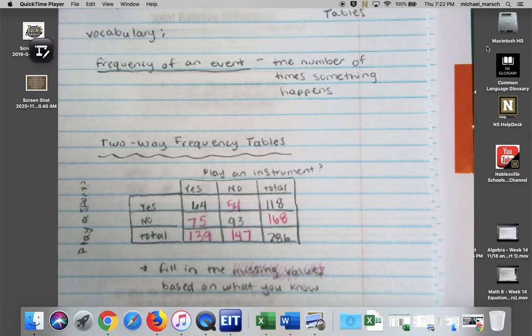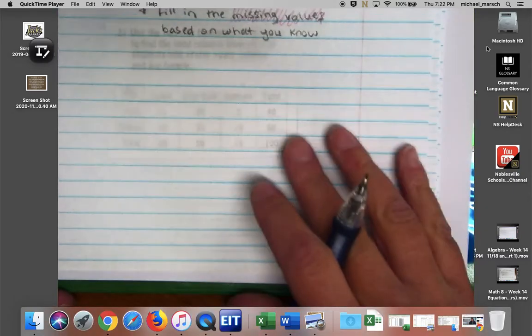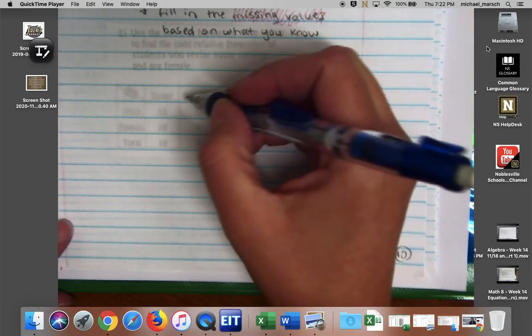So I'm going to pause that. I'm going to leave that there so you can pause your screen if you need to. And now we're going to move on to another example. So similar setup.